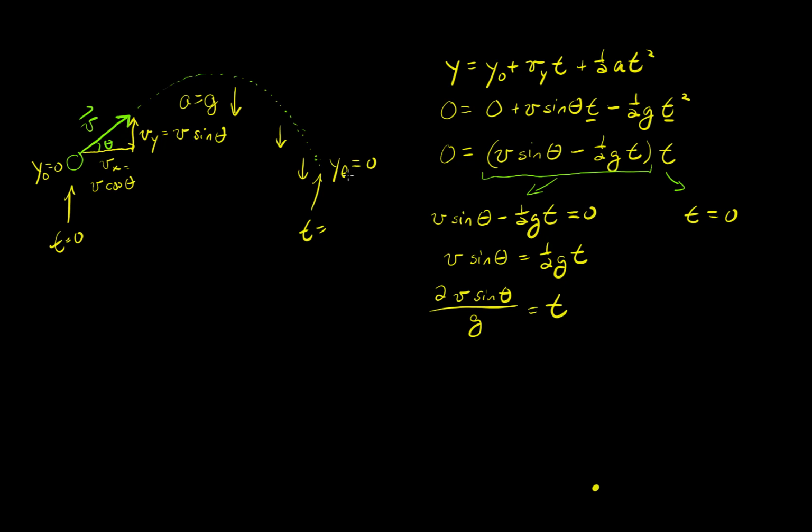If we want to know how far, I could take that time and plug it into x is x naught plus vx naught t plus 1/2 at squared. But in the x, it's constant velocity, so we would just multiply vx naught by this value. And that's it. That's how we step through these.